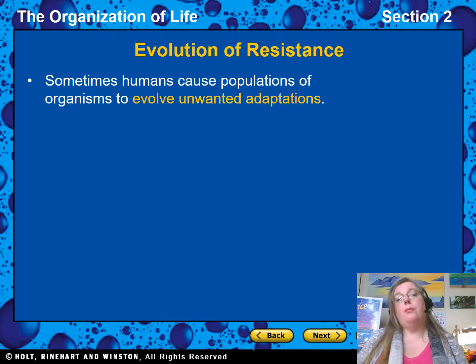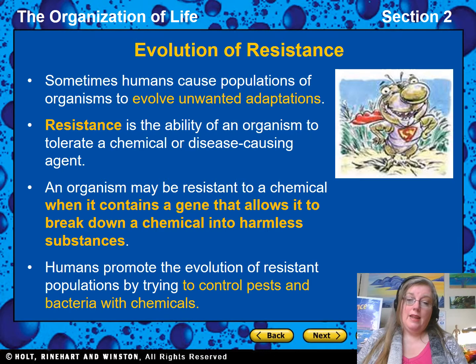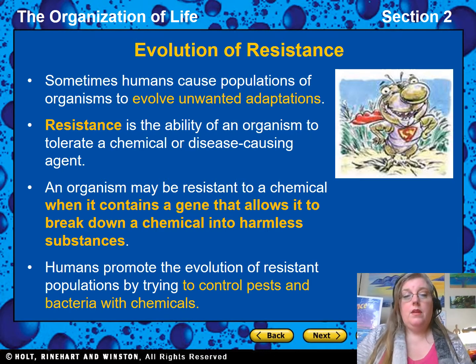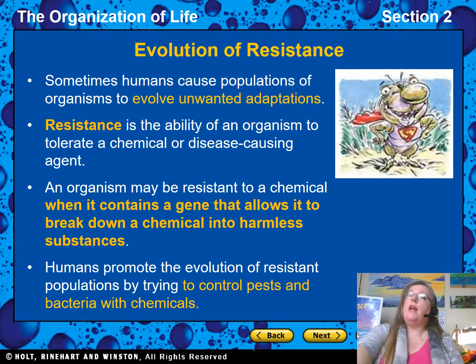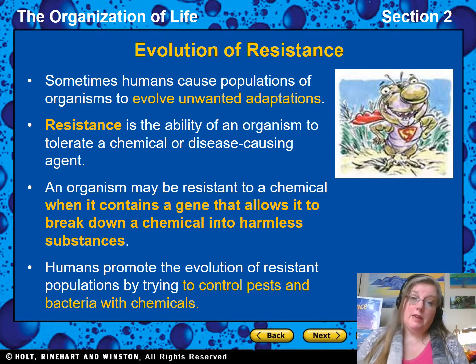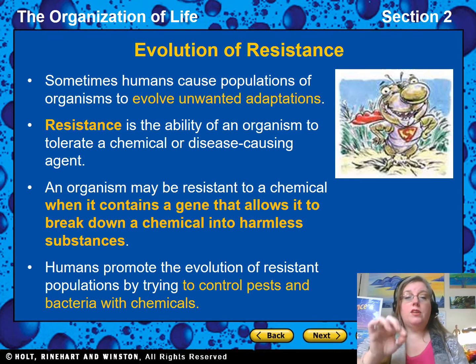Now, a problem that happens because of that is we've accidentally done this with bacteria and pesticides. Okay, pesticides and antibiotics. So we've created some evolution that we didn't mean to. You know how humans are always messing up the world, right? Humans are always messing up the world. We did this. So sometimes humans can cause populations of organisms to evolve unwanted adaptations. And this is called resistance.